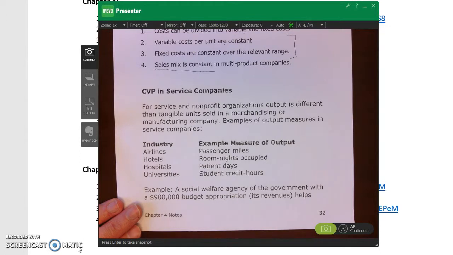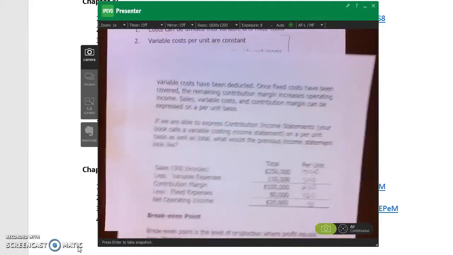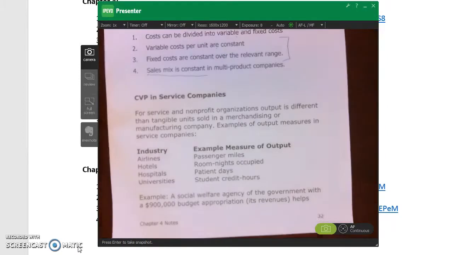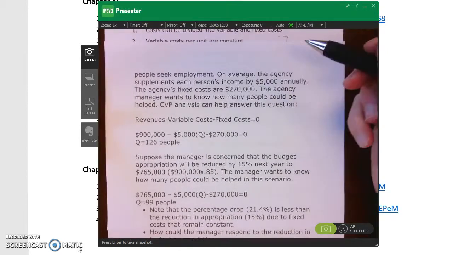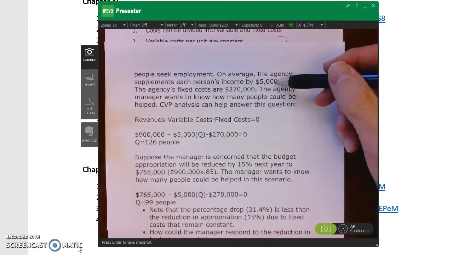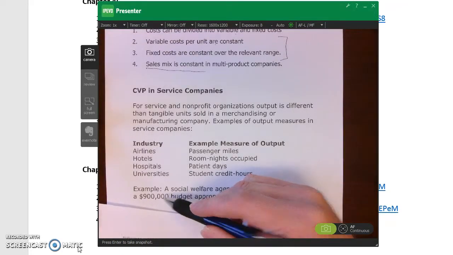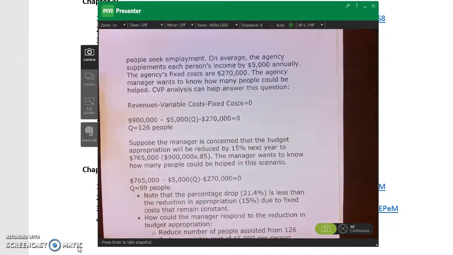Okay. So an example would be a social welfare agency of the government that has a $900,000 budget appropriation, and that would be its revenues. It helps people seek employment. On average, the agency supplements each person's income by $5,000 each year. So this is their variable costs, and then it says the agency's fixed costs are $270,000. How many people can they help?